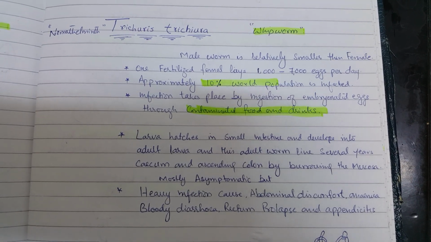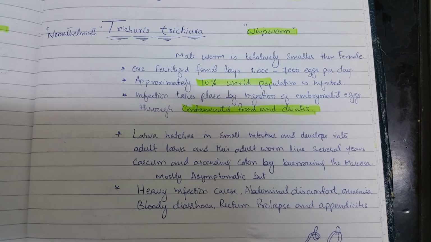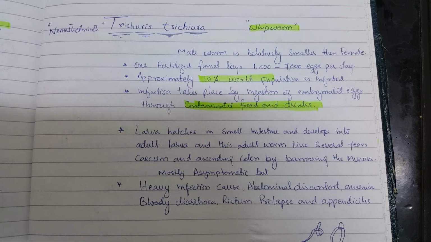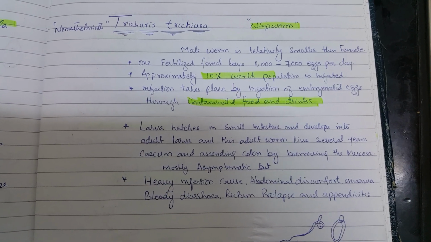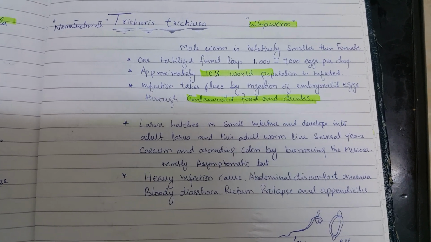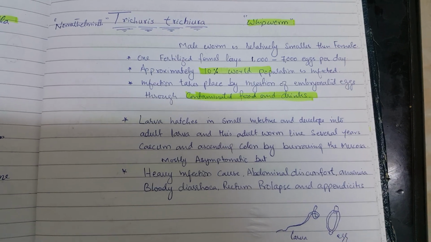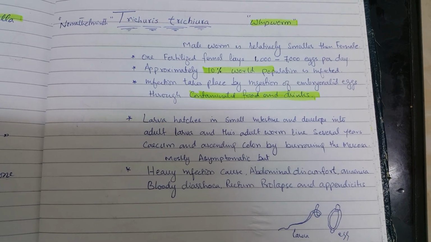Trichuris is a whipworm, and the male worm is relatively smaller than the female. One fertilized female lays 1000 to 7000 eggs per day. Approximately 10% of the world population is infected. Infection takes place by ingestion of embryonated eggs through contaminated food and drink.